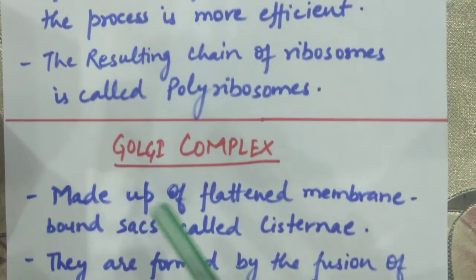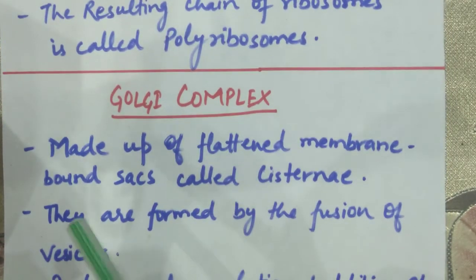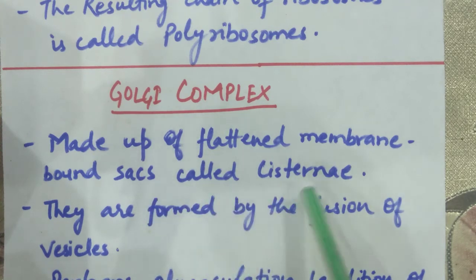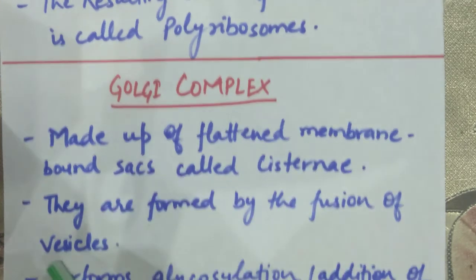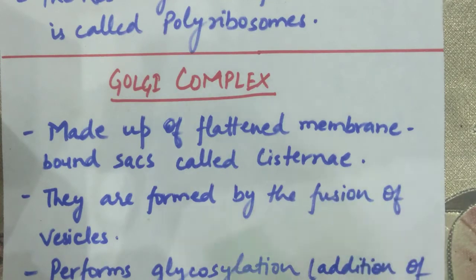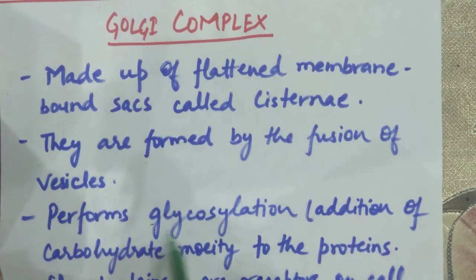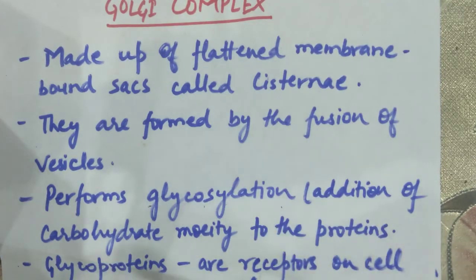Next we are taking up the Golgi complex. So the Golgi complex is made up of flattened membrane bound sacs called cisternae. They are formed by the fusion of vesicles. Now the main function of the Golgi complex is that it performs glycosylation. Glycosylation means, glyco means carbohydrate and sylation means addition of that carbohydrate moiety. So that is the addition of carbohydrate moiety to the proteins.